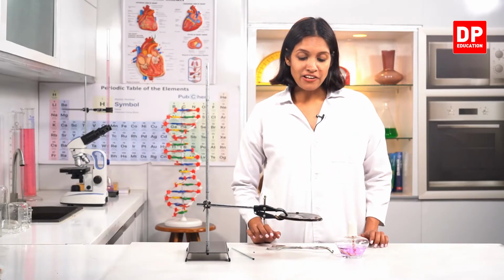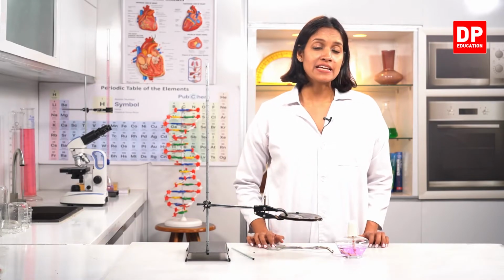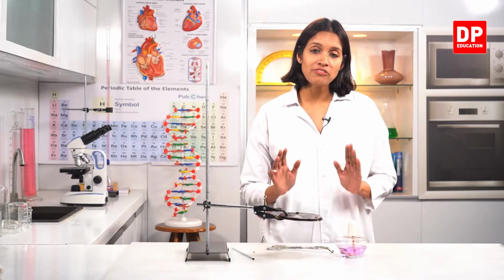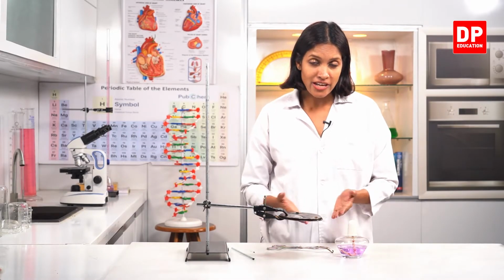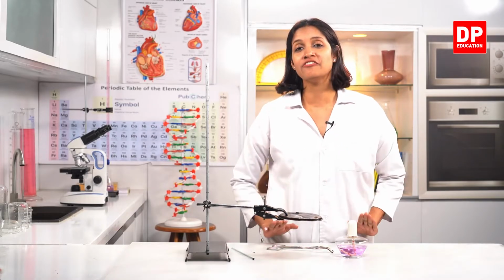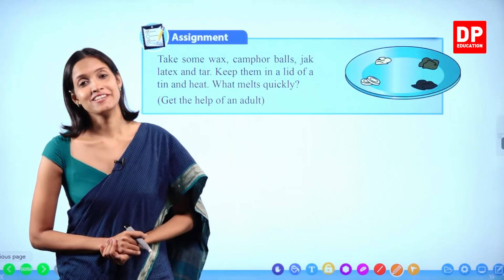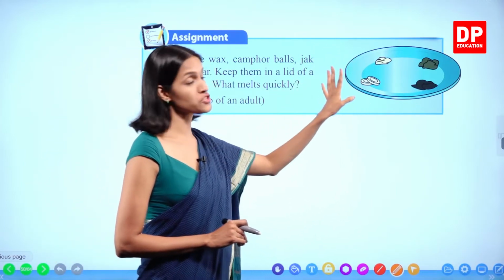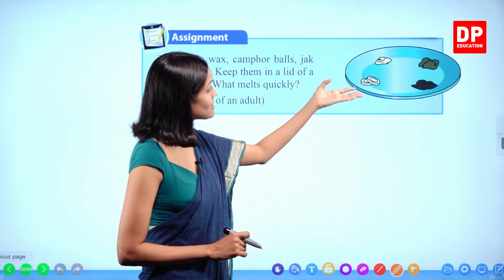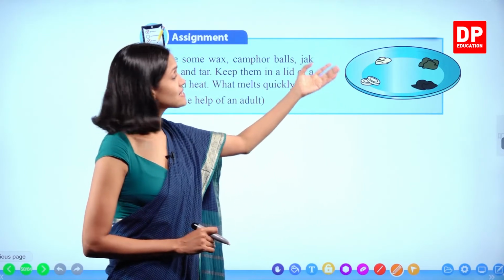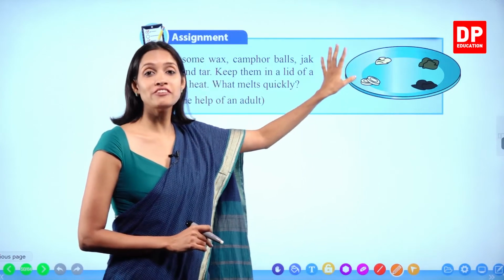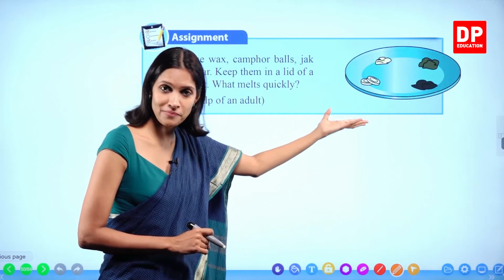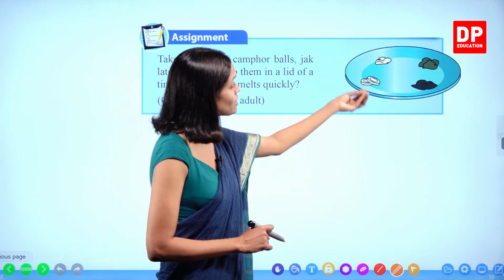So it was clear that we had 4 different types of solids. They started to melt at different times, not at the same time, even though we provided heat at the same time. Right, children? So you observed what happened when we were heating these 4 different types of solids, right? They all melt, but they start melting at different times, okay?